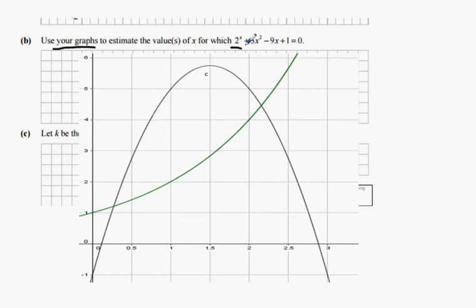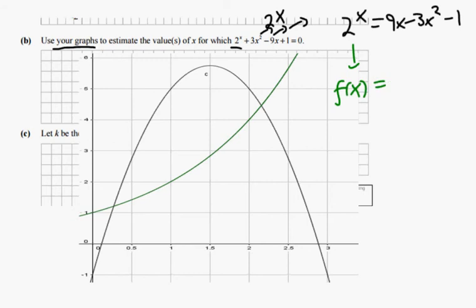So what I'm going to do is, I knew I drew 2 to the power of x, so my decision was to isolate 2 to the power of x and bring everything else over to the other side. So I'm going to get 2 to the power of x equals 9x minus 3x squared minus 1. What was the graph of 2 to the power of x again? That was the green one, wasn't it? So that was f of x. And what was the other one? G of x. It's basically asking me for the values of x for which f of x equals g of x. When are the two curves equal to each other? So what values would you say they are?